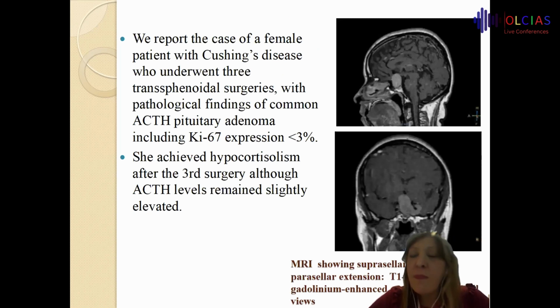So we present to you this case report of one female patient with Cushing disease who underwent 3 transsphenoidal surgeries with a pathological finding of corticotroph pituitary adenoma, including Ki67 expression less than 3% at the first surgery. This patient achieved hypocortisolism after the first surgery, although the ACTH levels remained slightly elevated.